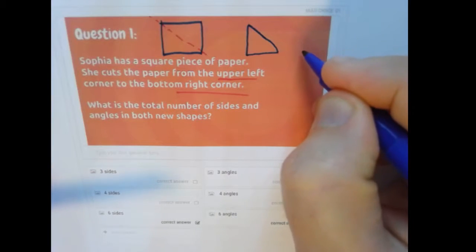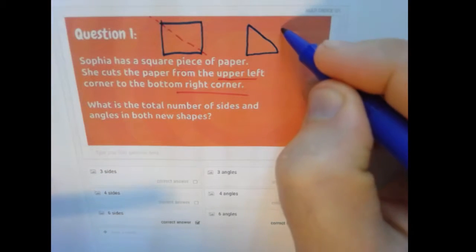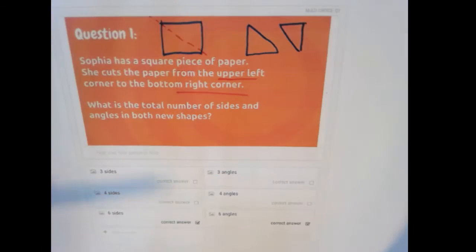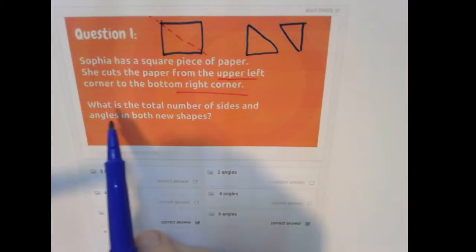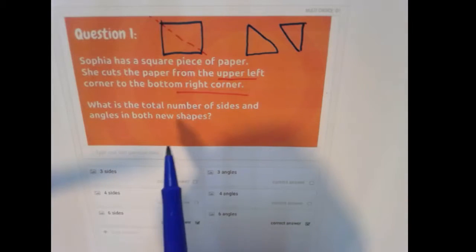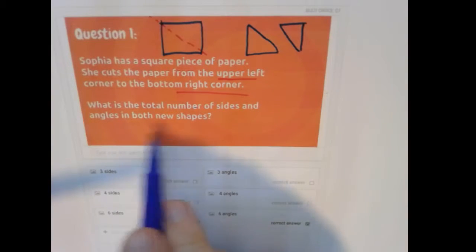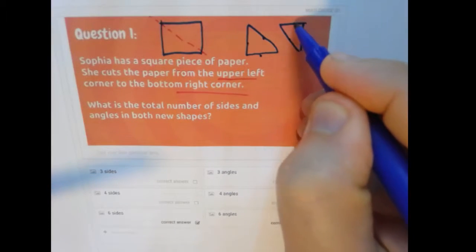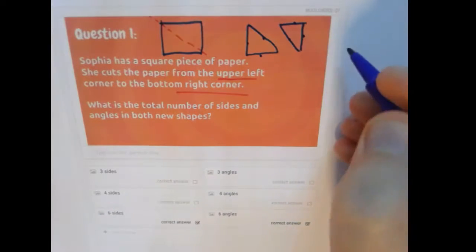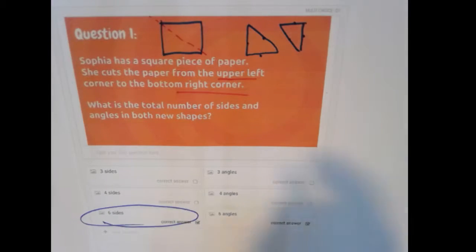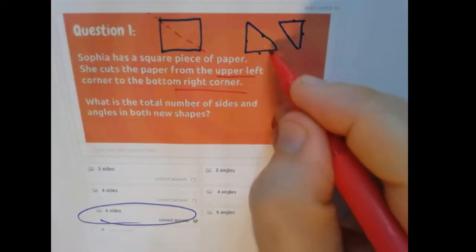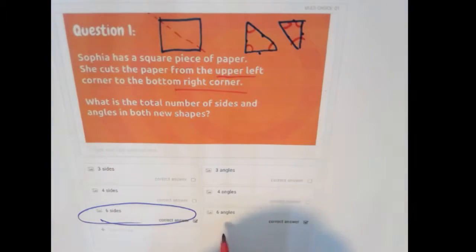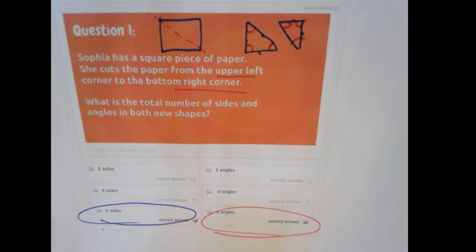Something like this, and the other side would look something like this. So we'd have two triangles. So this is asking, what is the total number of sides and angles in both of the new shapes? So we have 1, 2, 3, 4, 5, 6 sides. So we circle 6 sides. And how many angles? 1, 2, 3, 4, 5, 6. 6 angles.